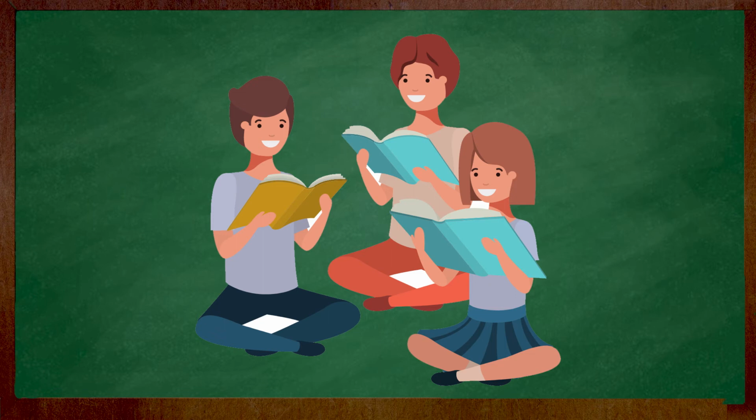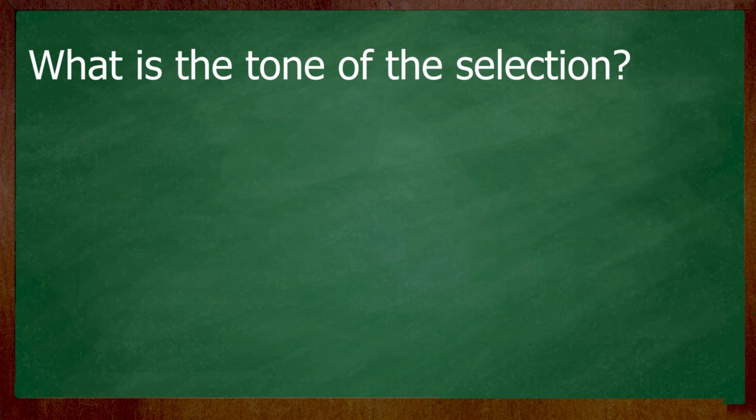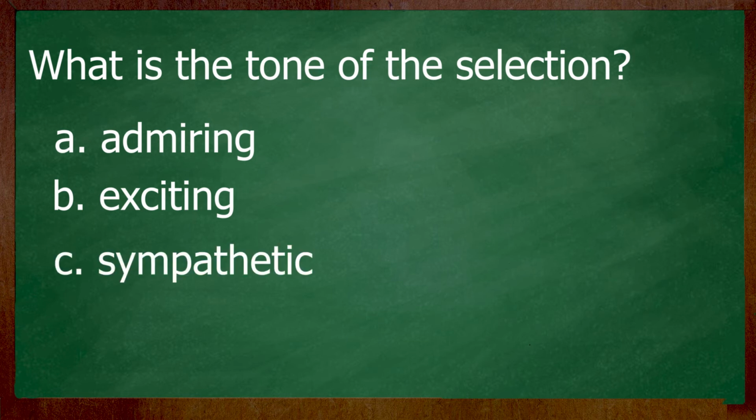For us to understand the tone better, let's try to infer the tone of this selection. Gaining the attention of his classmates as well as his pretentious teacher, the brave student courageously questioned his teacher's intelligence by challenging him about a difficult textbook. What is the tone of the selection? A. Admiring. B. Exciting. C. Sympathetic. D. Enthusiastic.